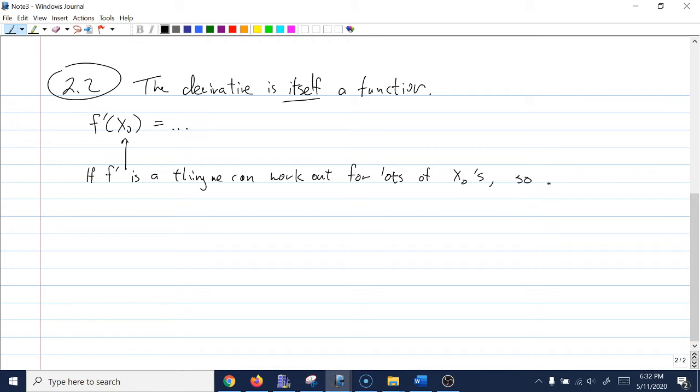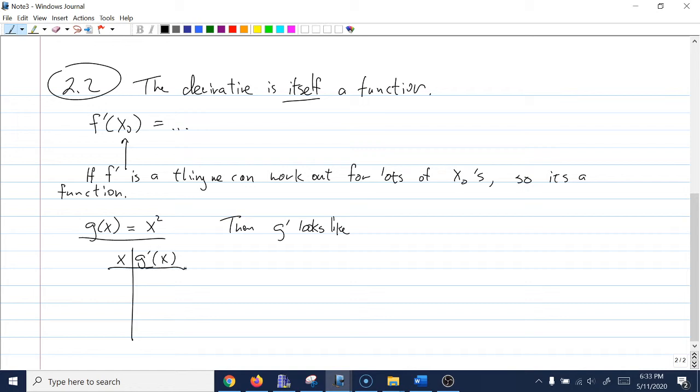So that's what a function is. It's a way, given a number, to find a number that goes with it. For example, if I had an equation, let's go with g of x equals x squared. Stick with our first baby example. Then g prime is also a function because I can work it out at lots of different points.